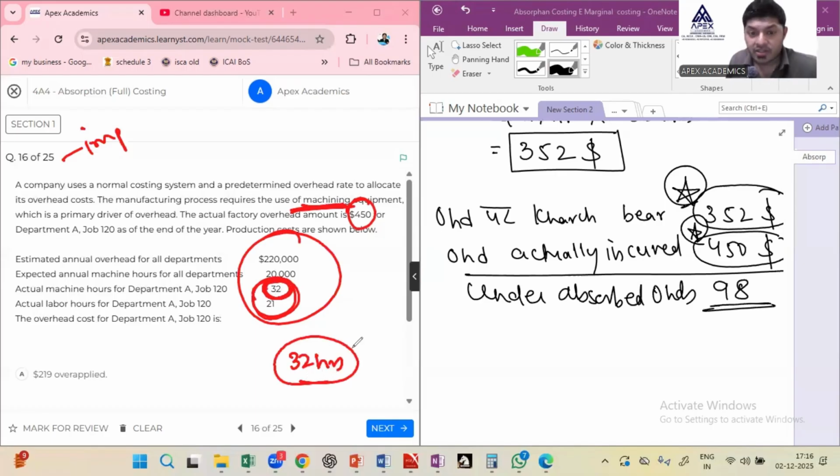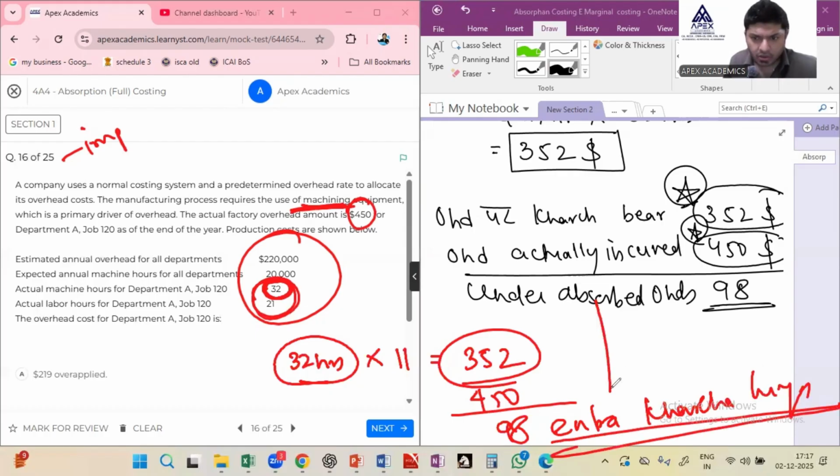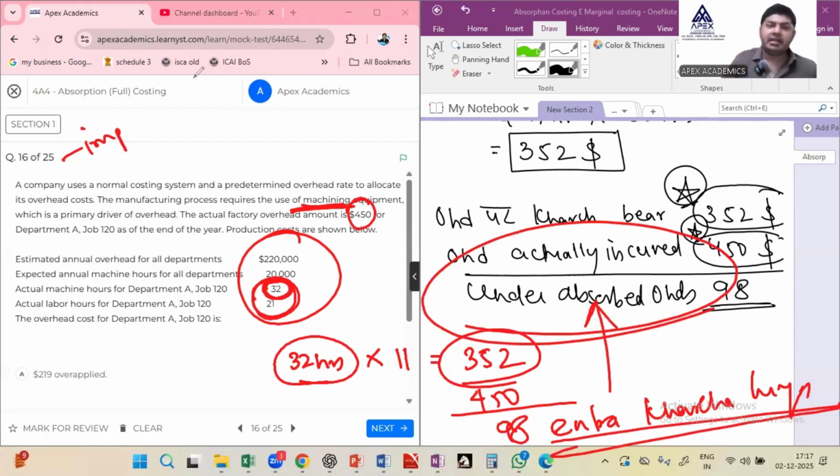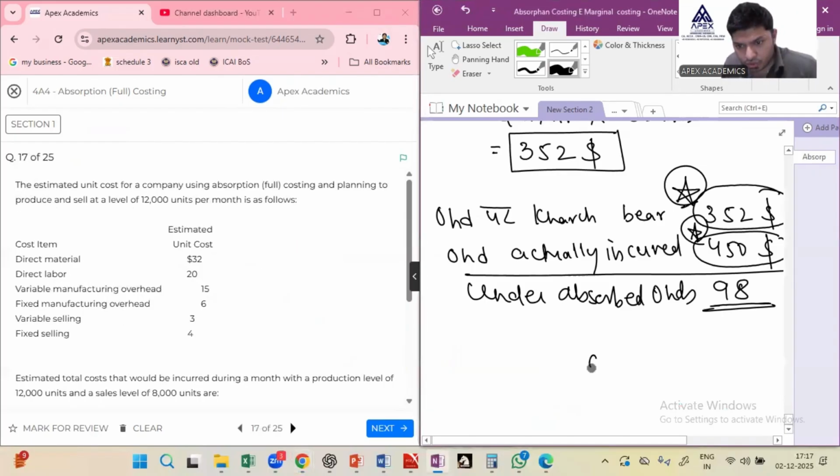This 32 hours will be multiplied by the standard rate, saying that आपका काम 352 में होना चाहिए लेकिन आप करके आए 450 में, मतलब 98 एक्स्ट्रा खर्चा किया। सर एक्स्ट्रा खर्चा होने को कॉस्टिंग के भाषा में अंडर एब्जॉर्प्शन ऑफ द ओवरहेड्स ऐसा कहा जाता है। And we come to an end of question number 16. Let us jump now to question number 17.